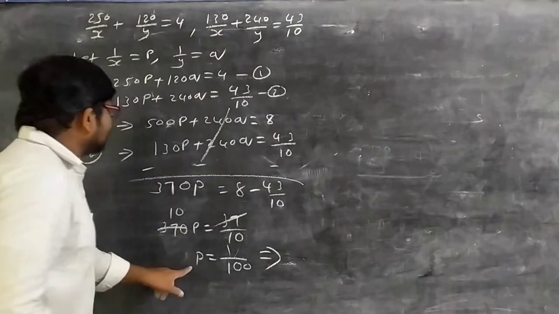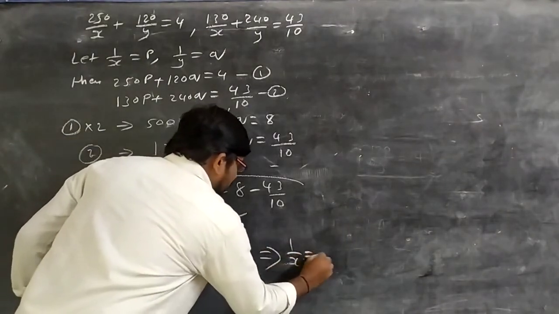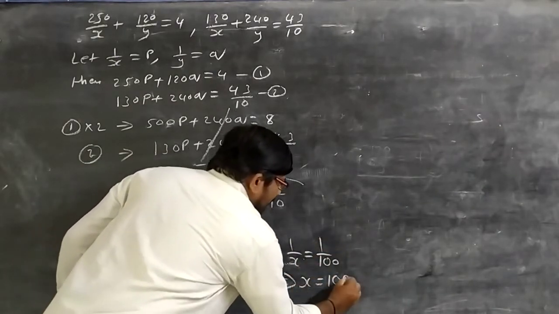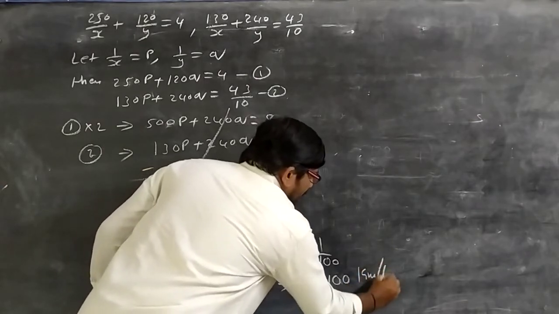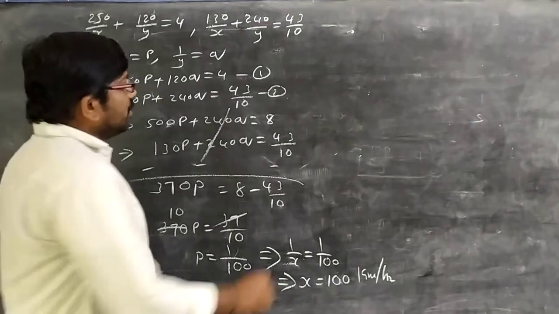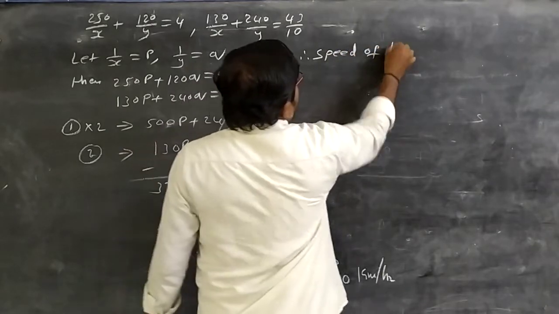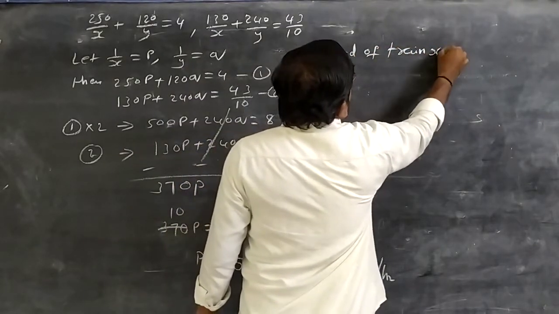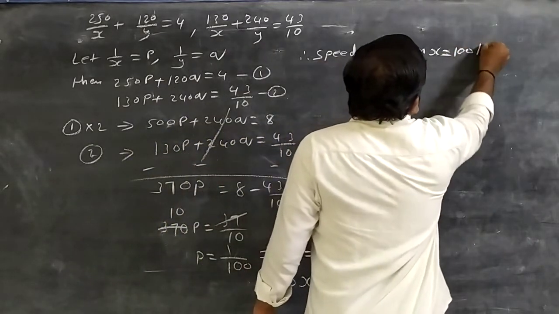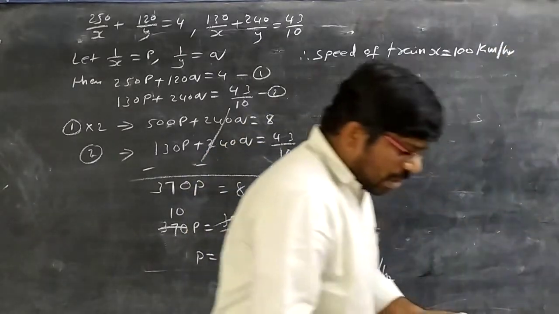Now, what is p here? p is 1 by x. 1 by x equal to 1 by 100. That implies x equal to 100 kilometer per hour. So here x is the speed of train, right? Therefore, the speed of train x is equal to 100 kilometer per hour. So how do we get the speed of the car?